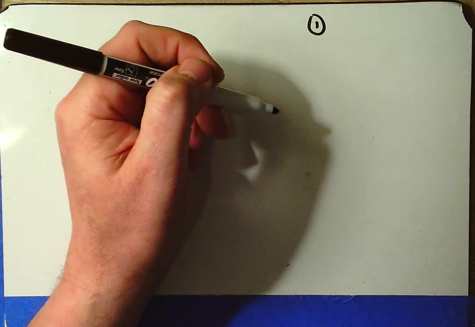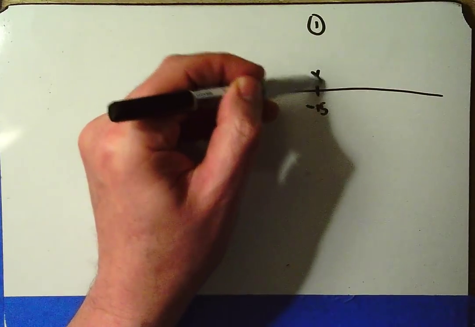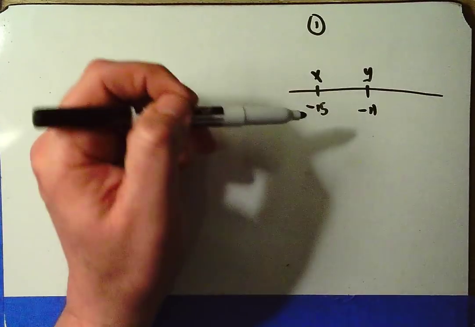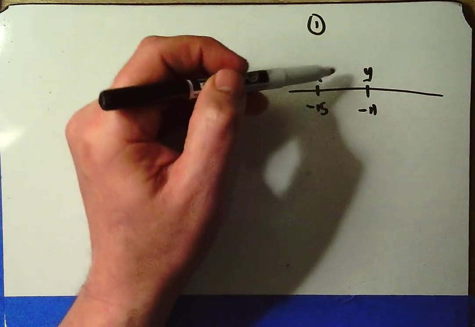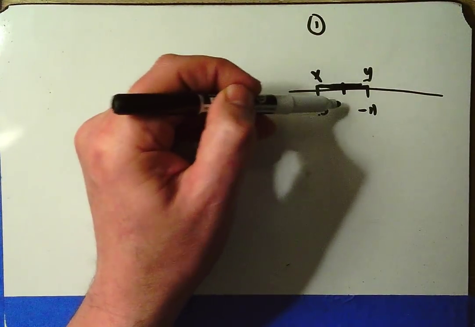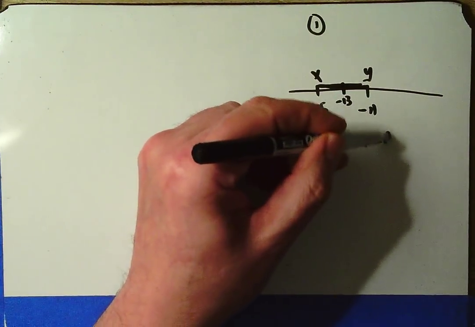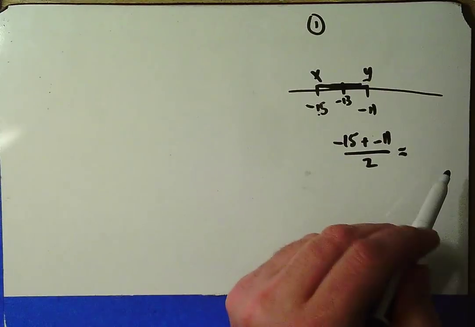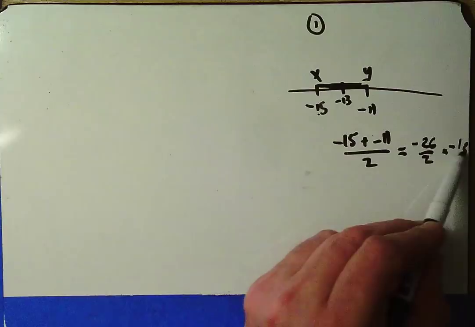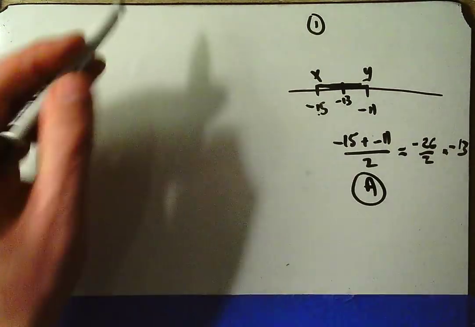Point X is located at negative 15 on a real number line. And point Y is located at negative 11. What is the midpoint of the segment XY? Well, halfway between negative 15 and negative 11 is negative 13. And you could always do negative 15 plus negative 11 divided by 2 to find that midpoint. You'd have negative 26 divided by 2, or negative 13. So our answer here is A.